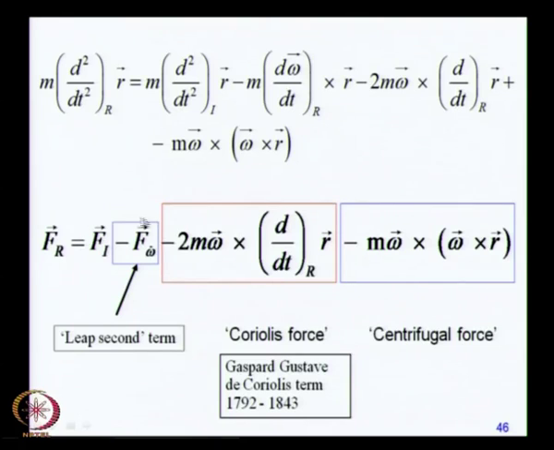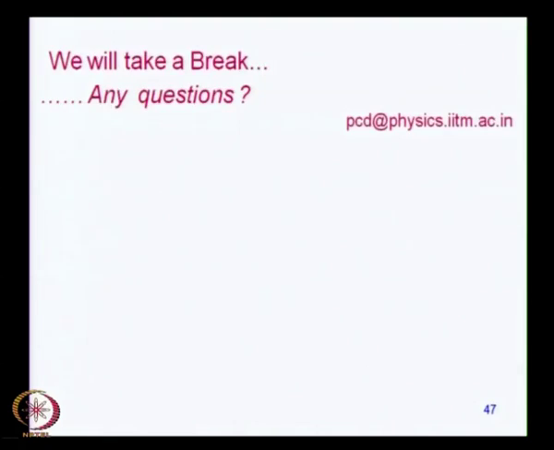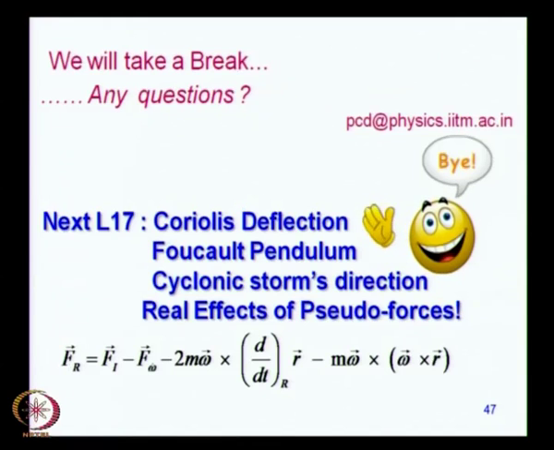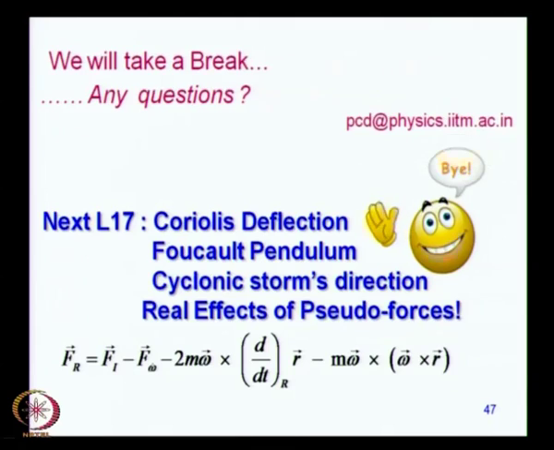and other terms. This is the equation: the fundamental interaction is only this, but then we have to take into account this term, which is called the Euler term, then the Coriolis term and the centrifugal term. In the next class I will discuss the meaning and the implications of these three pseudo forces. That will be the subject for the next class, and if there is any question I will take it, otherwise we will continue from this point in the next class, and then we will talk about Coriolis deflection, and then we will understand the Foucault pendulum, and many other real effects of these pseudo forces.